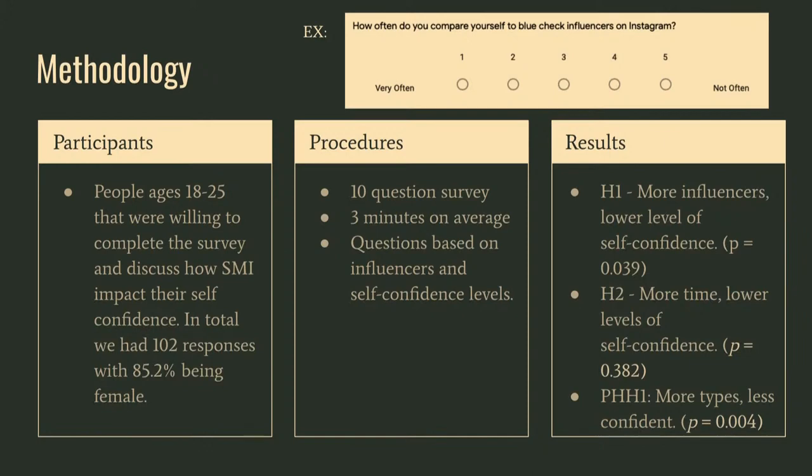For our results, for our first hypothesis, that more influencers resulted in lower levels of self-confidence, this left us with a p-value of 0.039. This was significant, which was the opposite of our prediction. And significance is when you accept the hypothesis, and if it is not significant, you will fail to reject the null hypothesis.